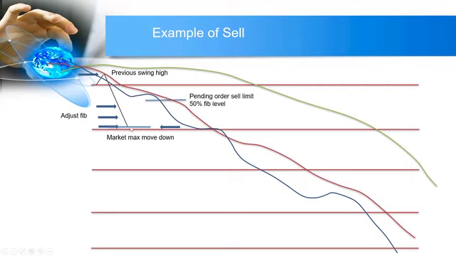You don't know what the market's going to do, but you keep adjusting this, and all the time you will have a pending order, a sell limit on the 50% Fibonacci level. Your stop loss is going to be 5 pips above the Fibonacci 0, which of course is your previous swing high, so it's just 5 pips above here. Then you have your take profit on the 161.8.